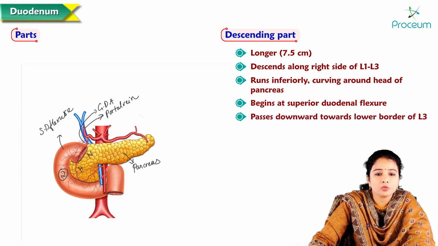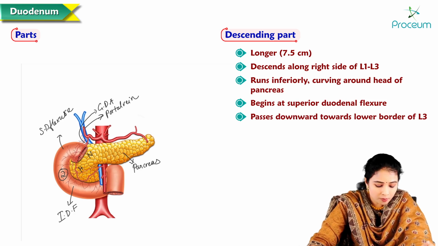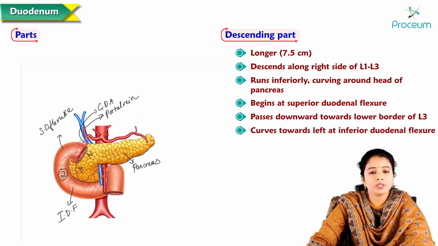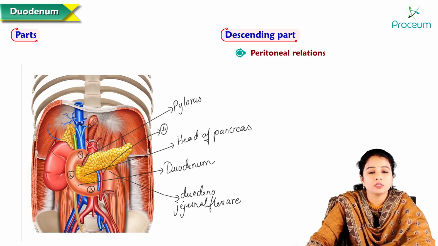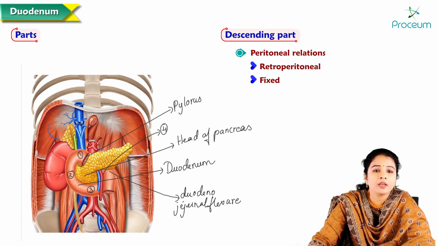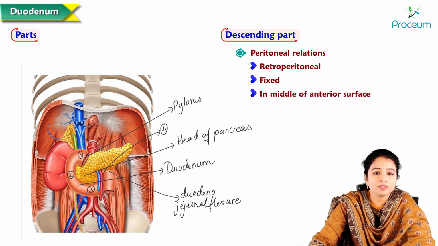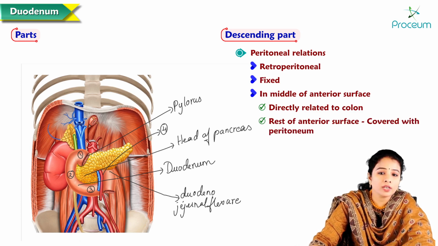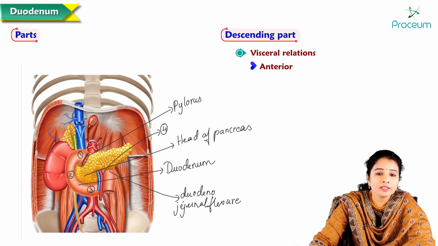And passes downwards towards the lower part, continues with the third part at the inferior duodenal flexure. So the second part of duodenum is retroperitoneal and fixed, and in the middle of the anterior surface it is directly related to the colon, where the rest of the anterior surface is covered by the parietal peritoneum. Visceral relations. Anteriorly it is related to the right lobe of liver.